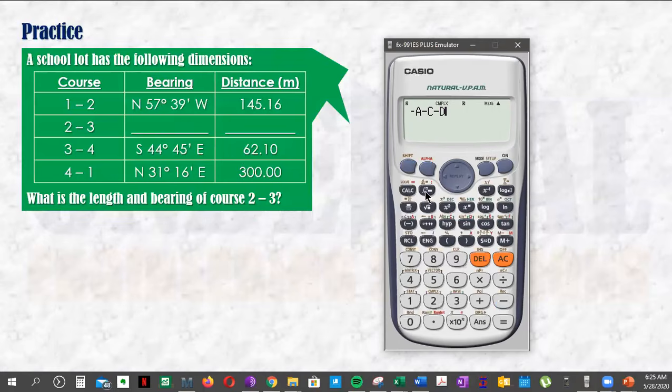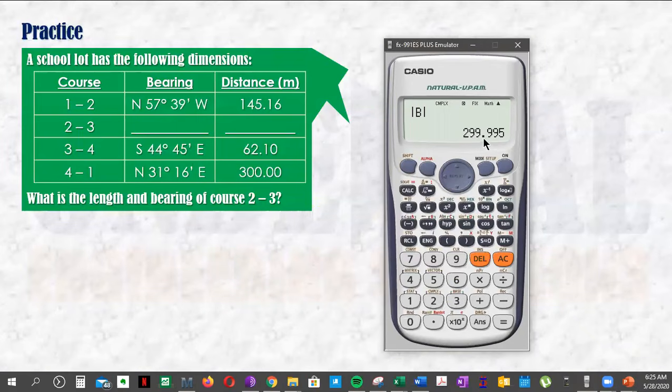Okay? So shift RCL B. Ito yung complex for course 2-3. Its latitude is negative 289.99, or about 290, and its departure, i-fix ko again. Its departure is negative 76.795. Both are negative. That means the direction of the closure line is what? Southwest. Southwest.